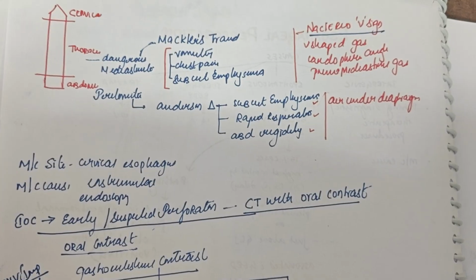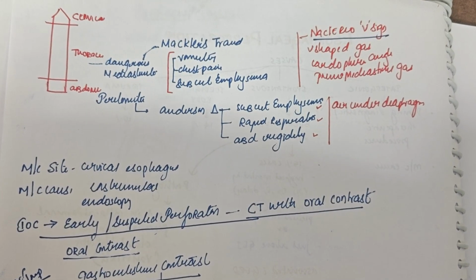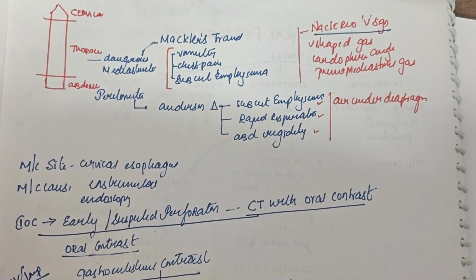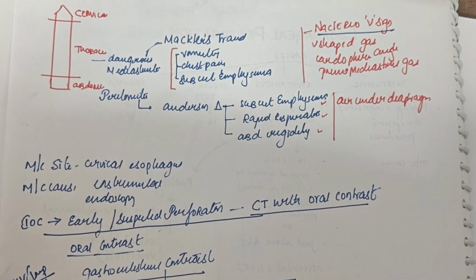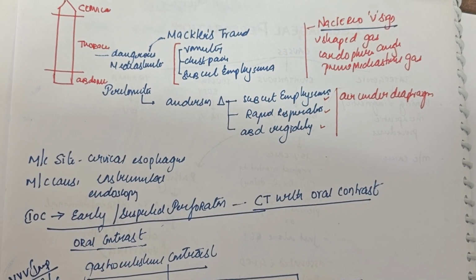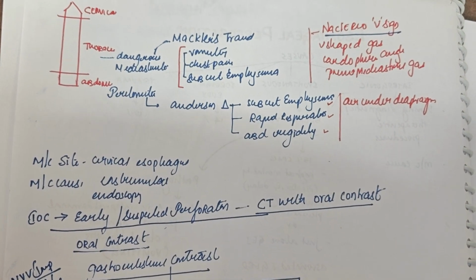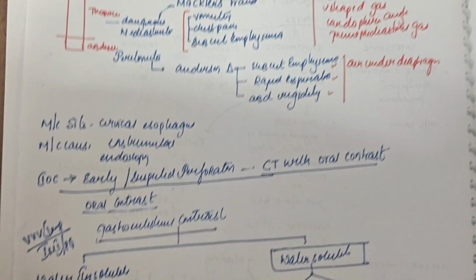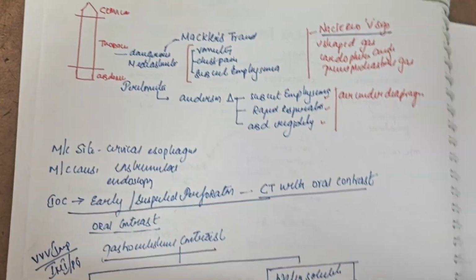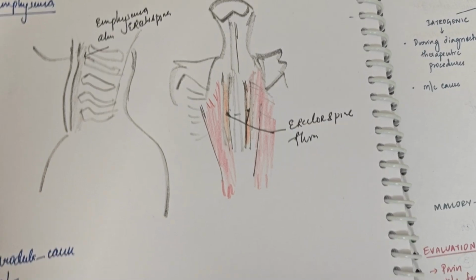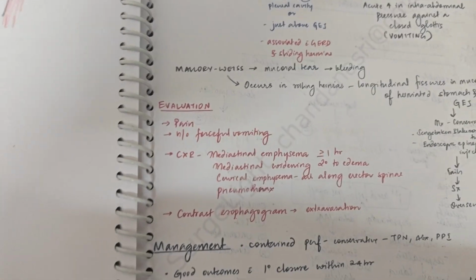What is the sign you find in McLeod's? That is the V-shaped sign. That is Naclerio's V sign. What is in peritonitis? It is air under the diaphragm. Now, these are the points which we need to understand in the clinical aspects, right? What can be the other aspects also?